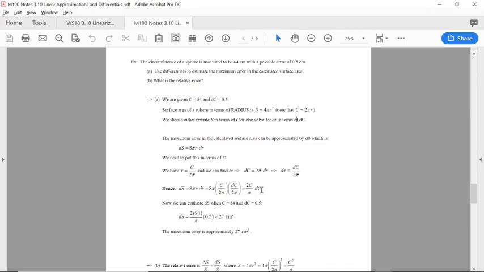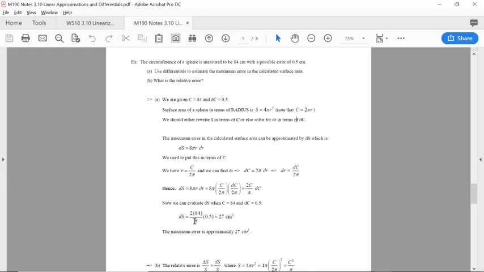Now, dC is the same as delta C. What is delta C? 0.5. That's the maximum possible error in the input. So if we plug 0.5 in for dC, and if we plug 84 in for C, then we can evaluate the differential dS. We get that dS is equal to exactly 84 over pi, because 0.5 times 2 is 1. So 84 over pi is what dS is. And that comes out to approximately 27 square centimeters. It's an approximation of the surface area error. So that's why we know we have units in area.